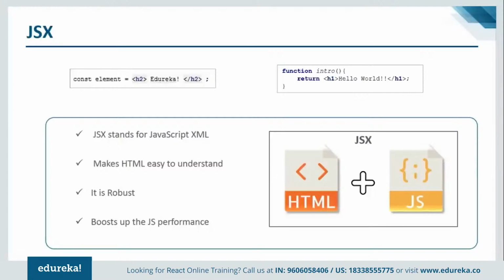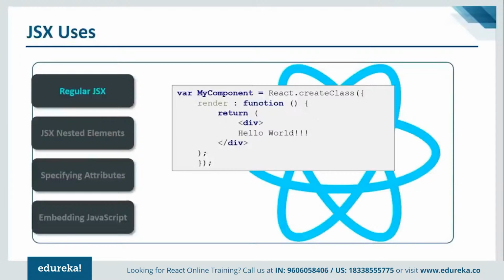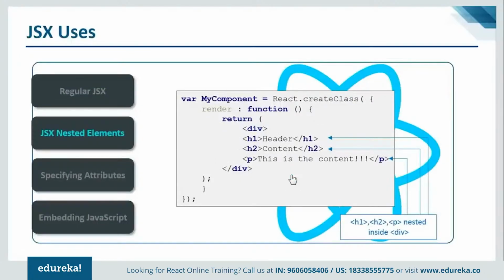This makes the HTML code easy and also boosts up the JavaScript's performance. Moreover, it makes our application robust. Let's now see how this JSX can be used. Well, the first is the regular use of JSX, which we already saw in our Hello World program. Next is the JSX nested elements. Now, as you know, in React, the render function can render only one HTML element at a time. So in case you want to render multiple HTML elements, then you need to put them inside one enclosing tag. Let's see how.